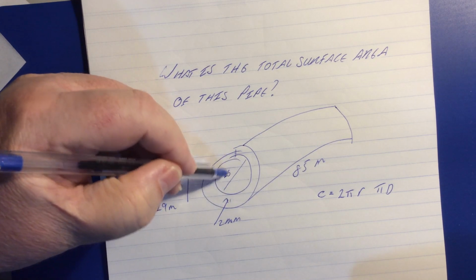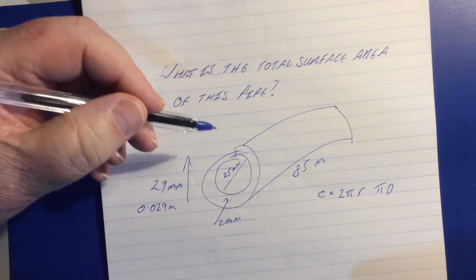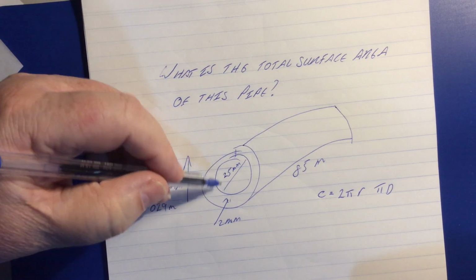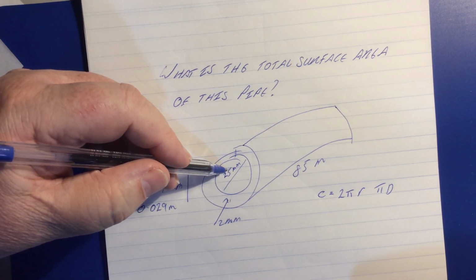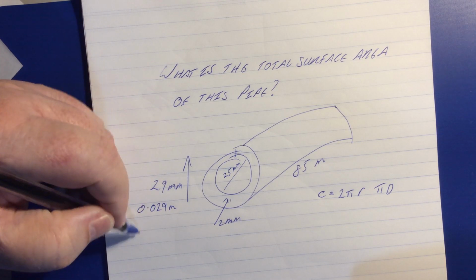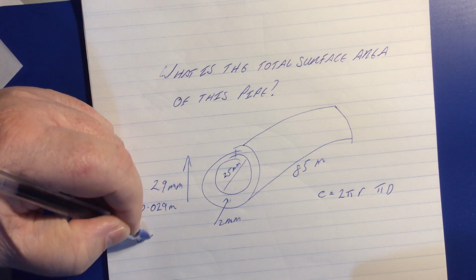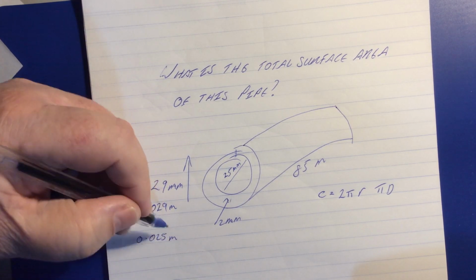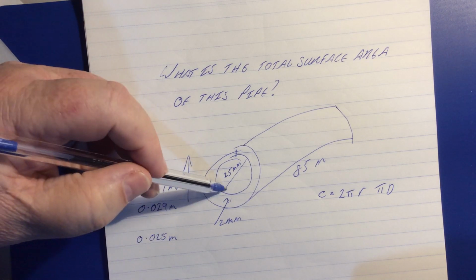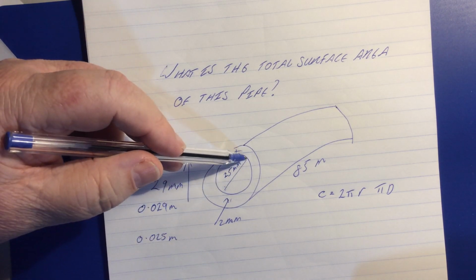Now, because this is 2 millimeters, and up here will be 2 millimeters as well, the actual diameter of this is 25 millimeters. So I can use that with this conversion to give me 0.025 meters. That's the diameter of the inside of this thing.